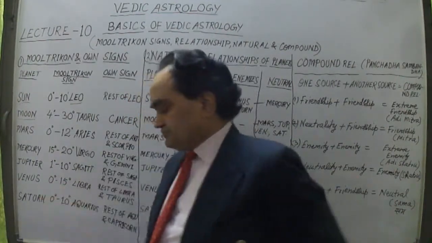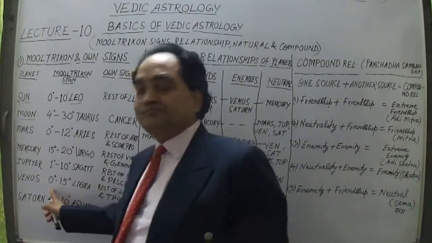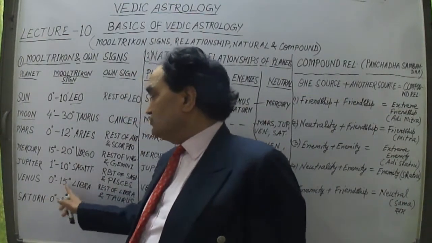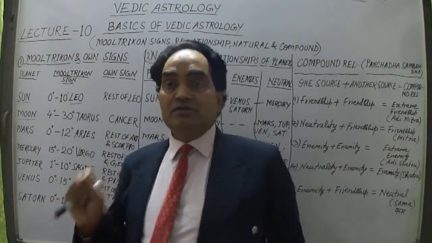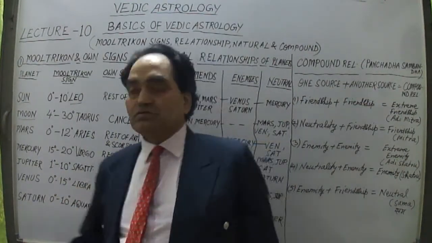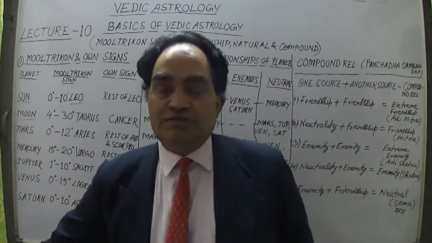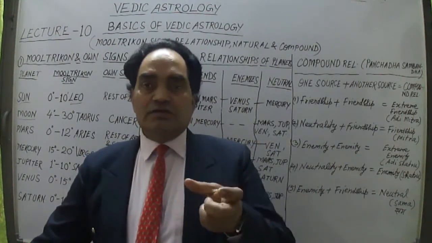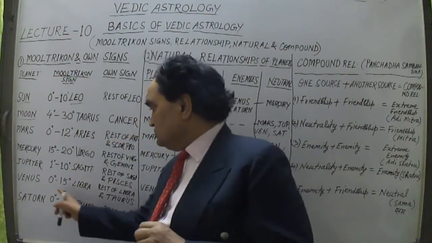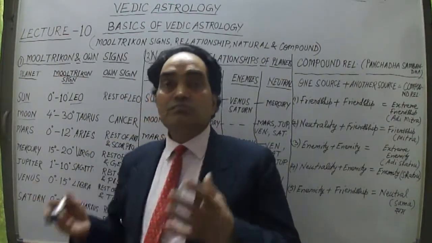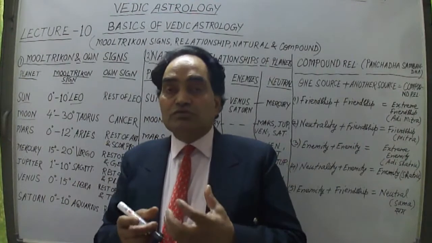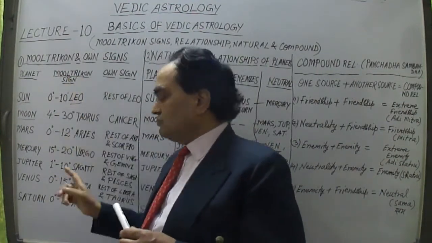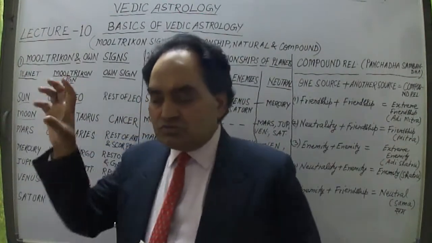Next is Venus. Venus has its ownership, Mooltrikon sign, from 0 degrees to 15 degrees in the Libra sign. Libra is the 7th sign, and in Libra, from 0 degrees to 15 degrees, Venus is more active and has its Mooltrikon sign. This is the Mooltrikon sign, very important. These should be noted down.